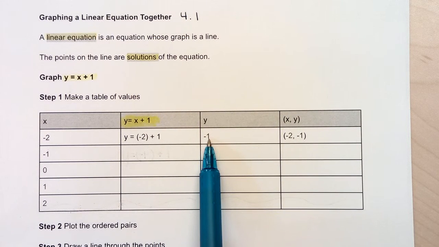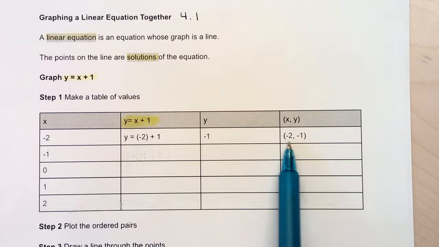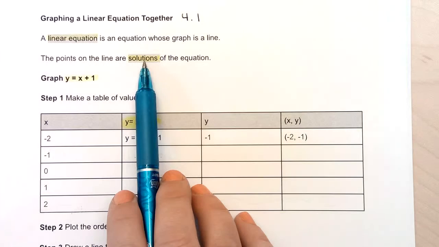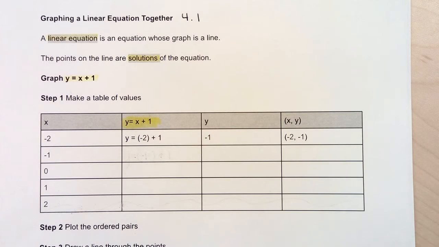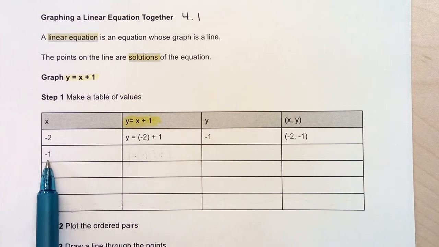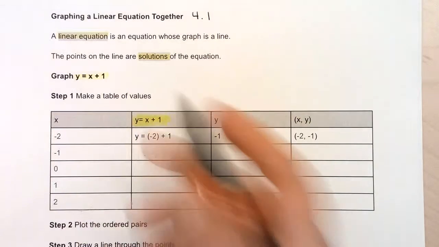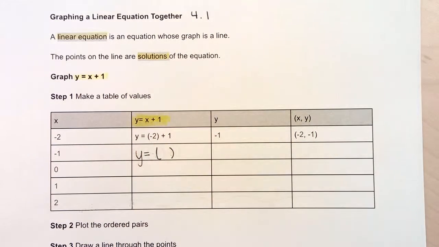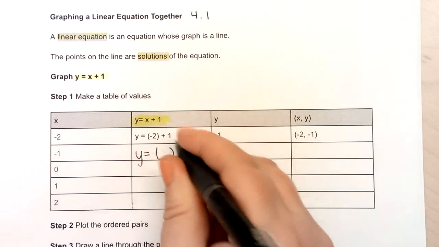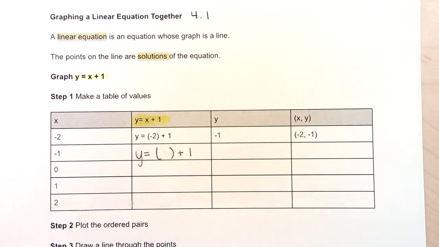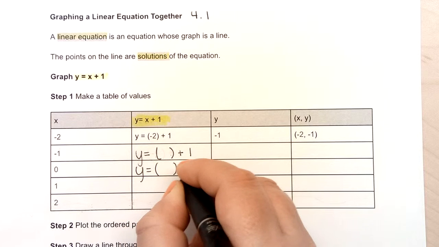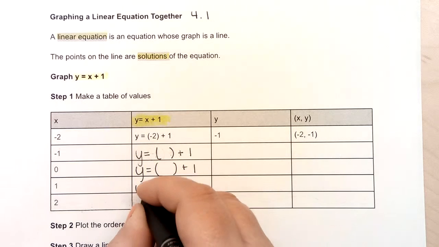So when you write it as an ordered pair, you have your x, y value, -2, -1. This is your ordered pair. It is a point that lies on the line. It is also called a solution of the equation. So let's go ahead and do the next one, -1. I'm going to write out the equation y equals, and put parentheses where my input value for x will go, and then write +1. In fact, I'm going to go ahead and do that on all of them. Y equals, I'll create a space for my x plug-in value.